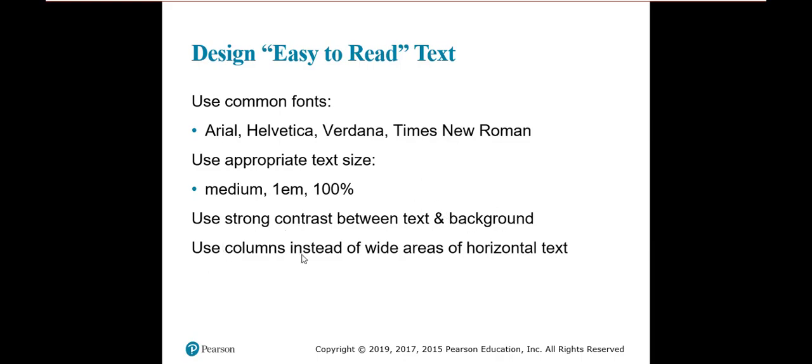Then use columns instead of wide areas of horizontal text. That was the earlier concept, like people were having only one column website. Now it is not that. The concept going on is that you should have a two column website or a three column website. I have the pictures ahead which I'll show you in my lecture. What do you mean by one column or two column website? By showing the visuals, I will show you that.